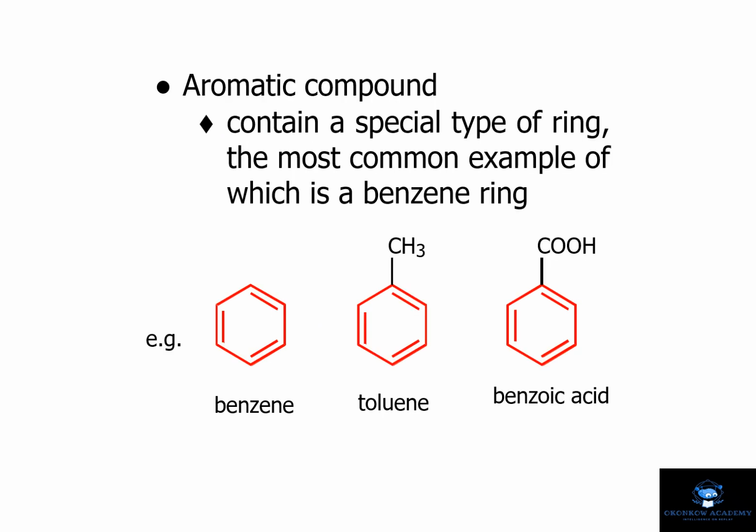The fourth hydrocarbon family is aromatic compounds. These contain a special type of ring system, most commonly the benzene ring. Benzene has a unique stability due to resonance. We will discuss this fully in a moment. Examples shown here include benzene itself, toluene, benzene with a methyl group, and benzoic acid, benzene with a carboxylic acid group. Aromatic compounds are named using benzene as the parent or as a substituent prefix.